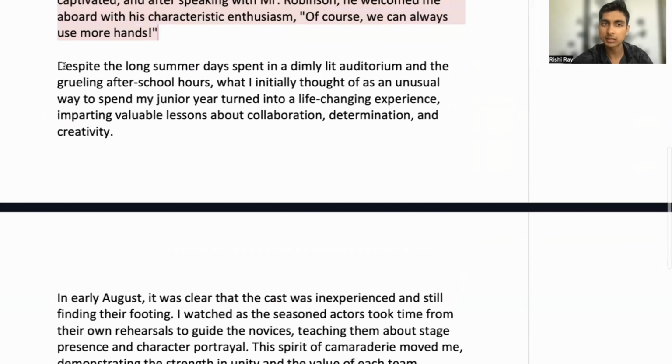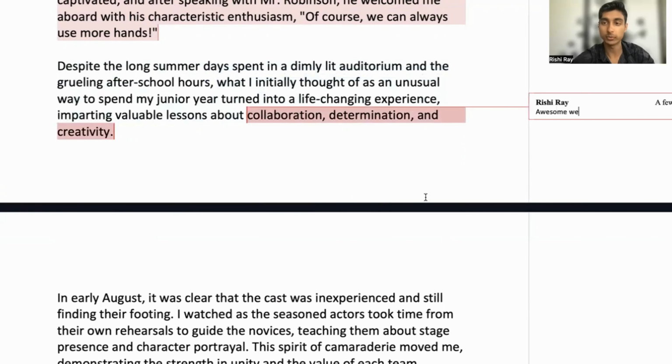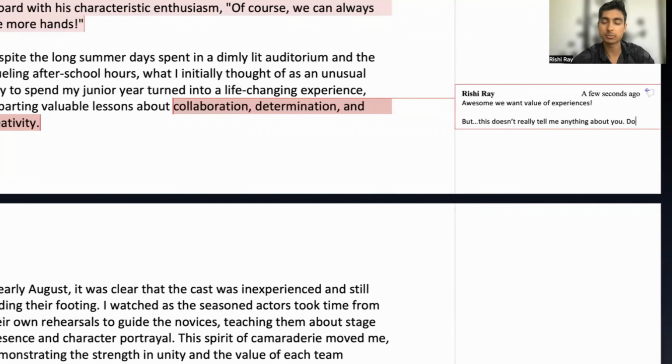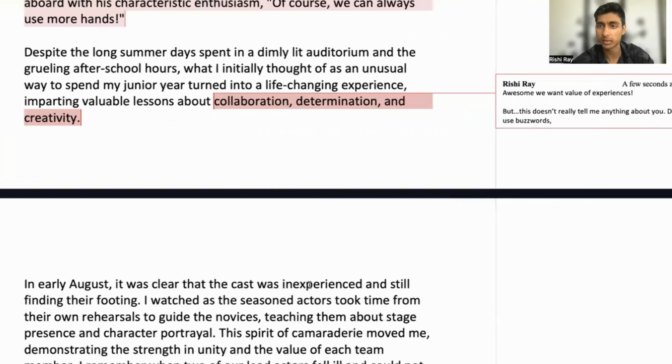All right, this gets a little bit better, right, with the description of what this environment is like. And then we get into here the valuable lessons. All right, it's fantastic that you're thinking about this. You do want to be hitting on what was the value of this experience, right? So awesome, right? We want value of experiences. But this doesn't really tell me anything about you. So yes, it's using the buzzwords, but we don't really just want to use the buzzwords. Don't use just the buzzwords, like collaboration, determination, creativity. Right? You're trying to say that that's what I am.